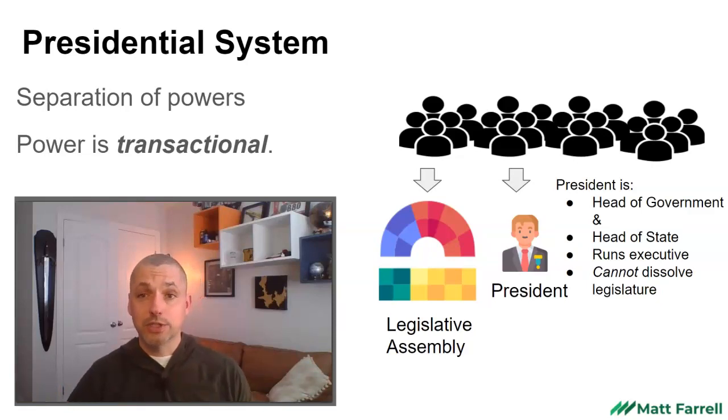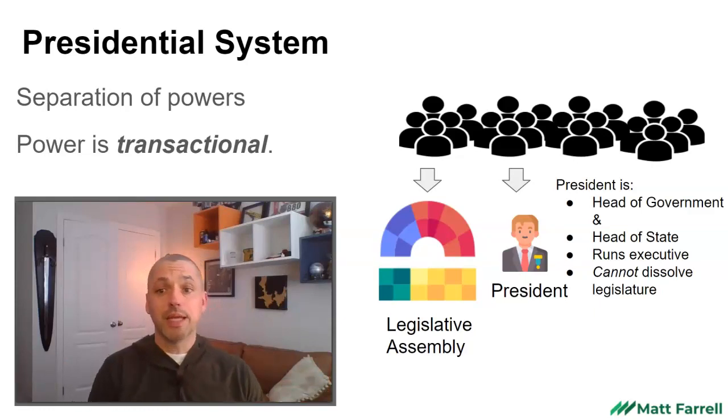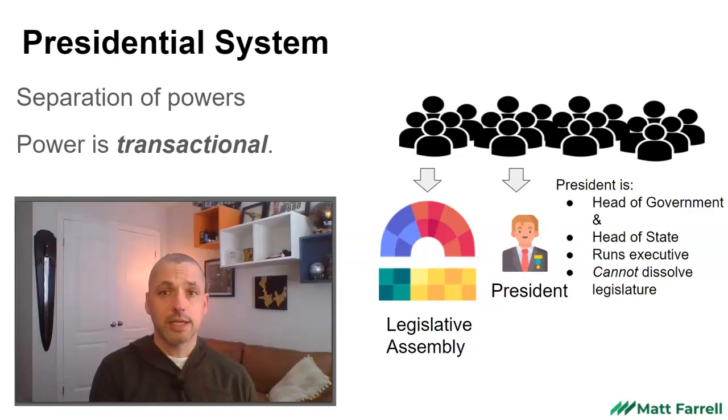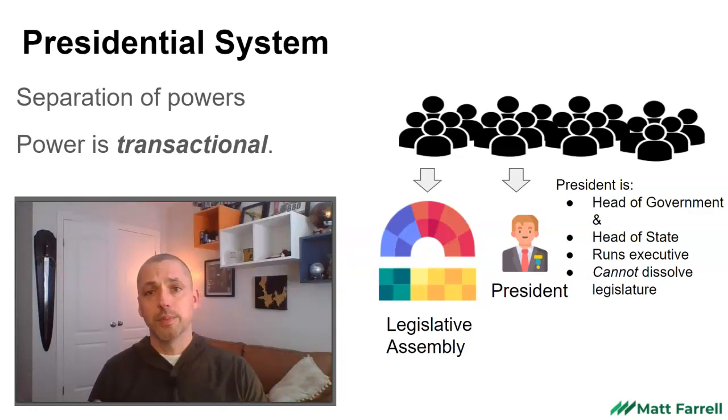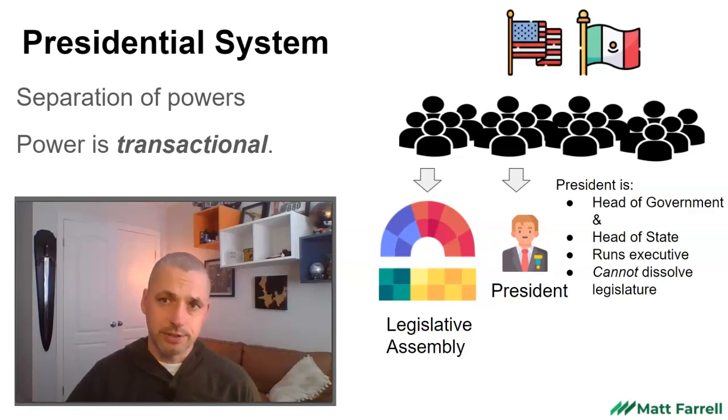In that sense, their power is transactional. Both institutions need each other. The Congress or the Legislative Assembly might need the president and vice versa. That's transactional power. They both need each other. So those are the two major categories of systems. Parliamentary systems where the power is fused in the prime minister and the cabinet. Presidential systems where the power is separated between two offices. Good examples here are the United States and Mexico, both classic presidential systems.